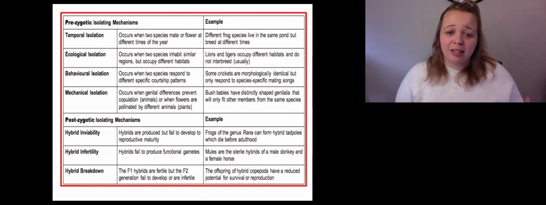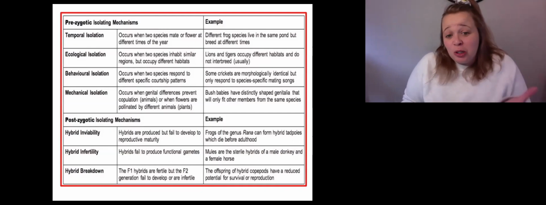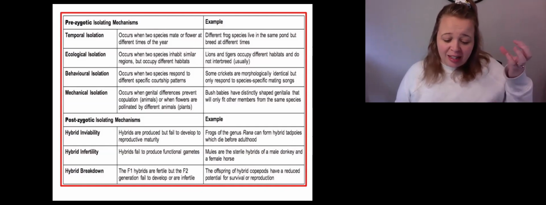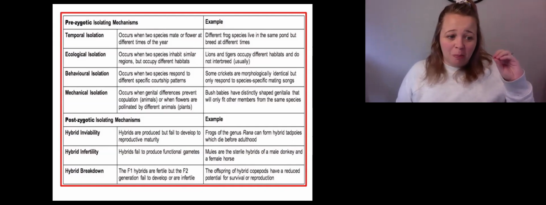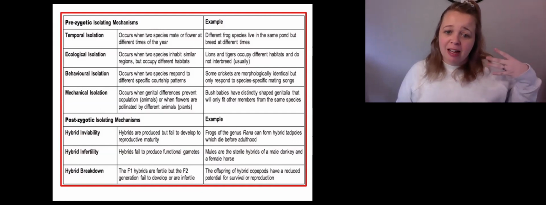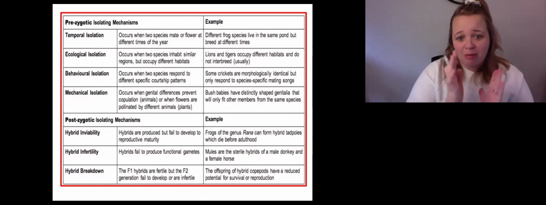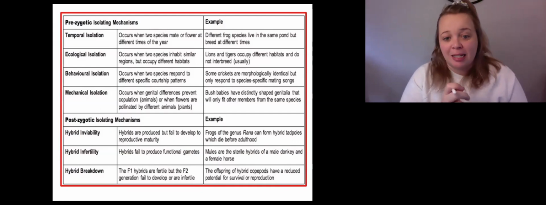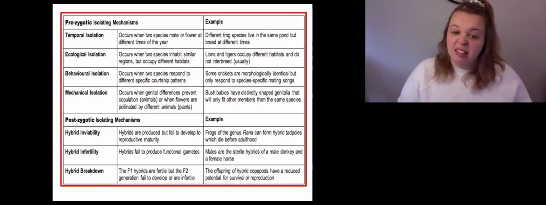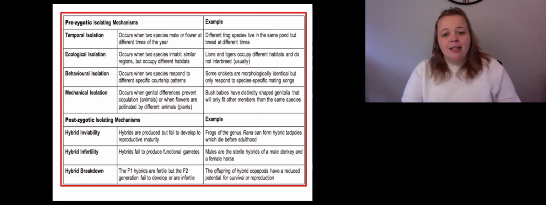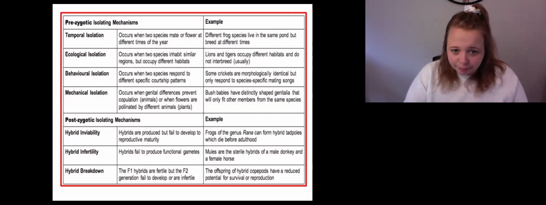The last one is that maybe mechanically you just don't fit. They say that there are these different organisms called bush babies, and bush babies have very distinctly shaped genitalia that will only allow them to fit with members of their same species. It means that essentially the penis just doesn't fit. And if the penis doesn't fit, then how can you possibly mate and produce fertile offspring?